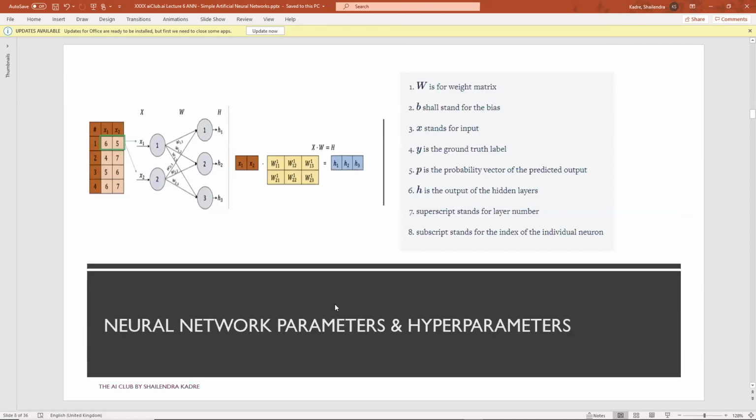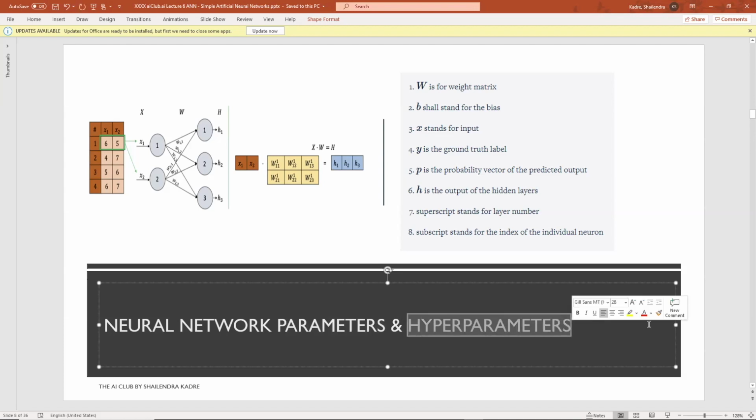Okay, so now I will tell you which are the parameters and hyperparameters of the neural network. So can anybody attempt what is the difference between parameter and hyperparameter of a machine learning model? Anybody wants to take a shot? What is the difference between the parameters and hyperparameters of a machine learning model?